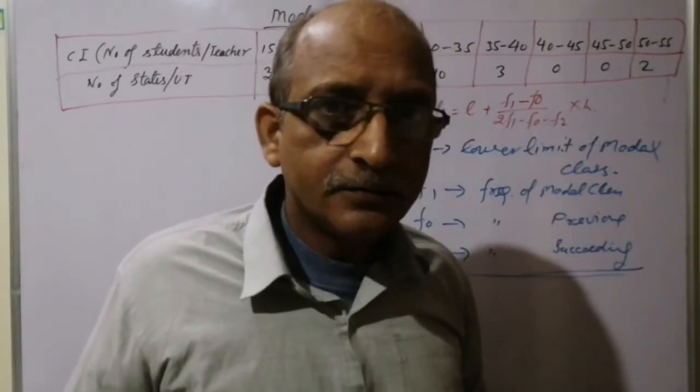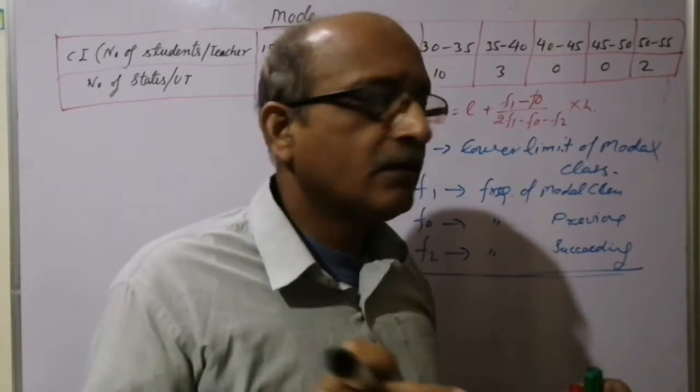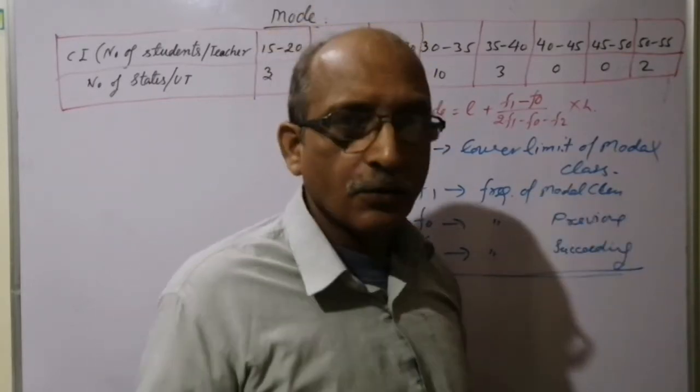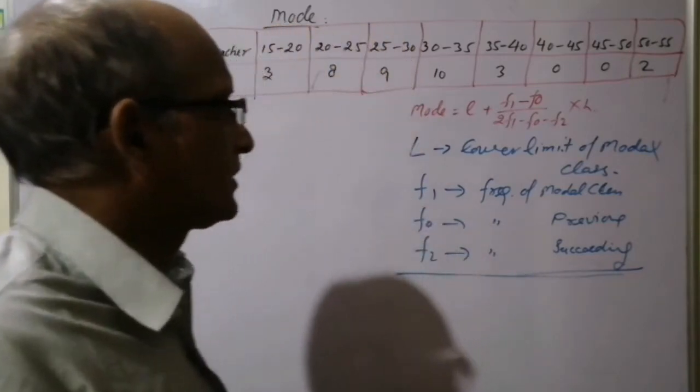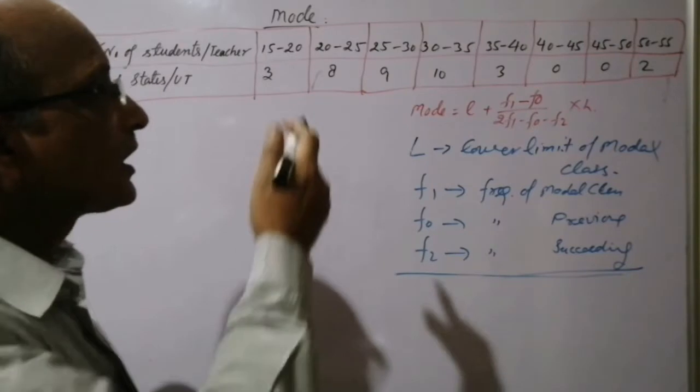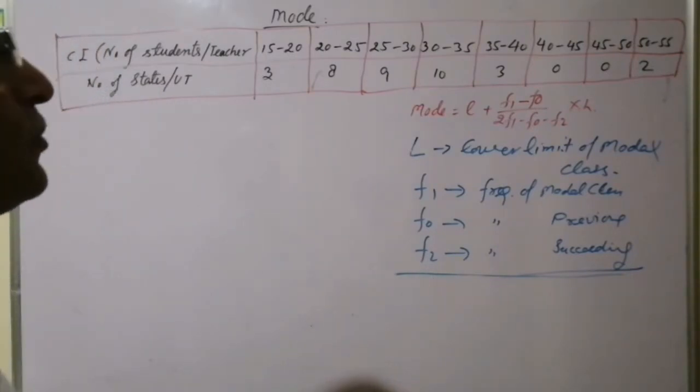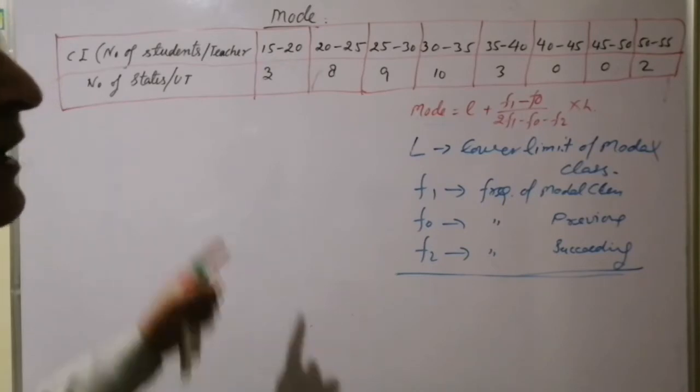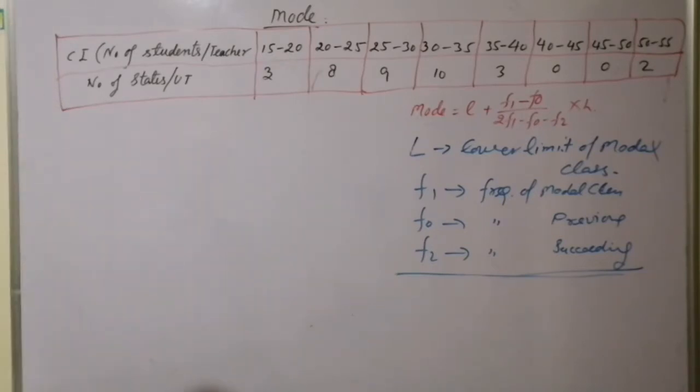I hope it's clear. This question was asked by somebody in the comment box also, so I wanted to tell you about it. Now come on to this question. I hope your problem is removed now. The question says to find the mode of this given data. Class interval is given, number of students per teacher in different union territories or states. I would like to read the complete question. It is question number 4.